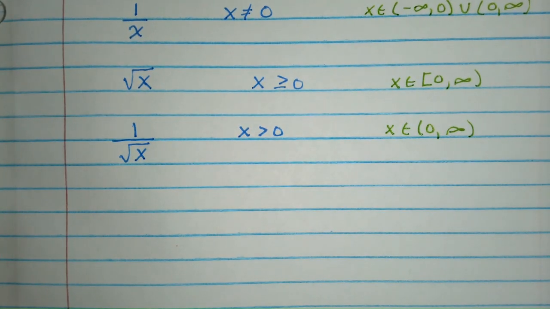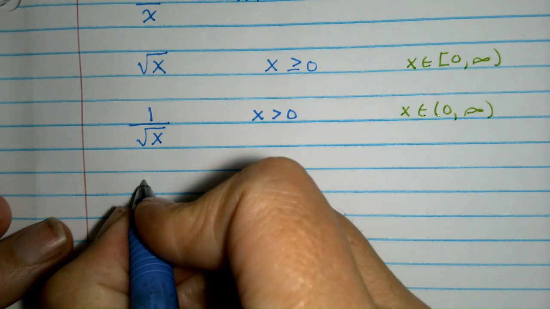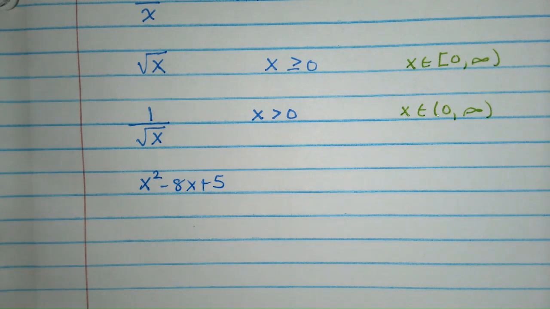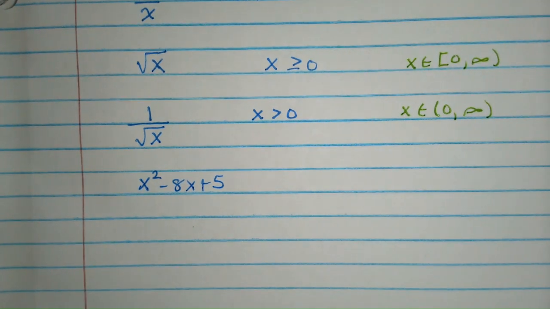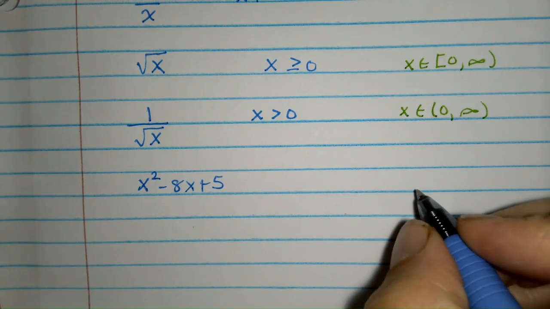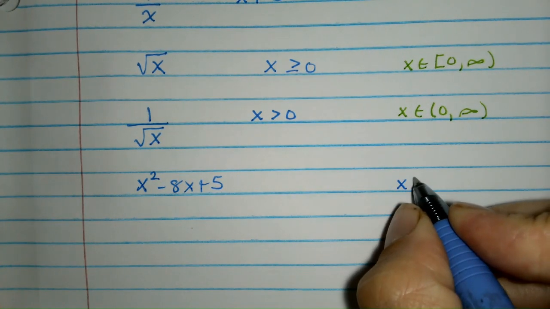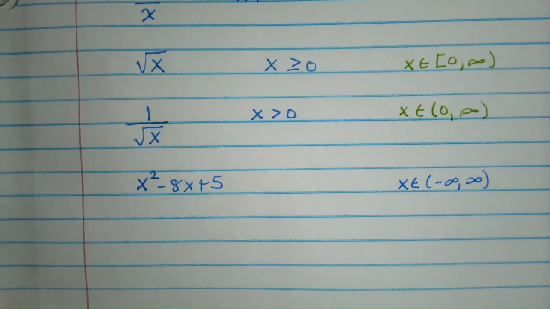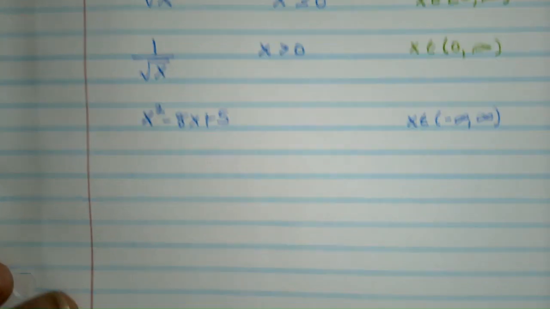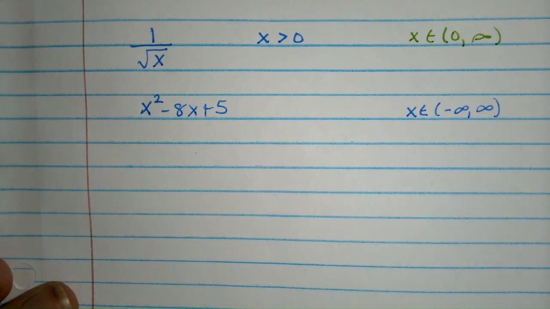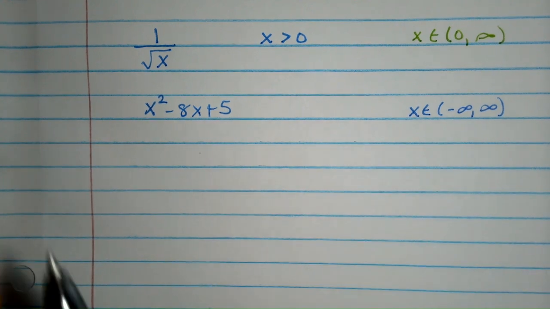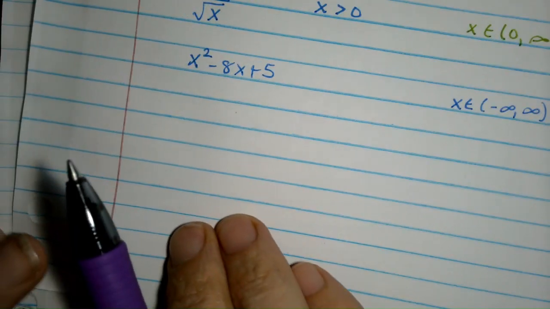If you have a polynomial, such as x squared minus 8x plus 5, there is no denominator, there is no radical, so the domain is anything. So I'll just go ahead and put this right into interval notation. Switch colors here just so that we can see the difference in the problems.